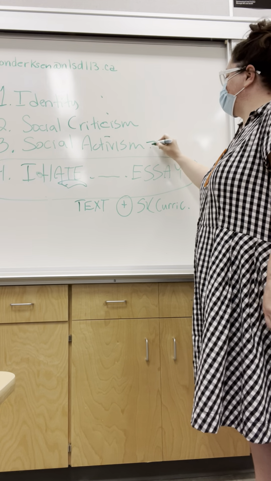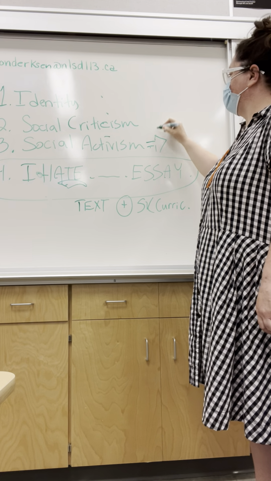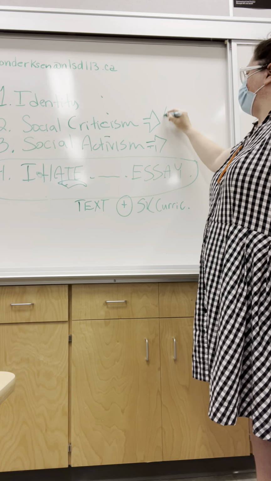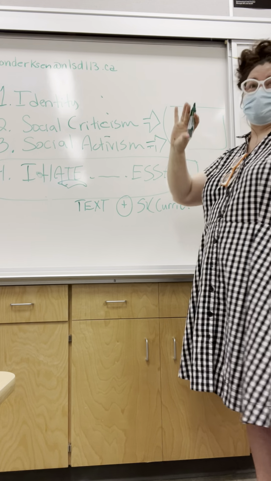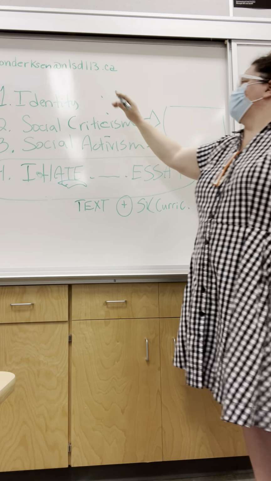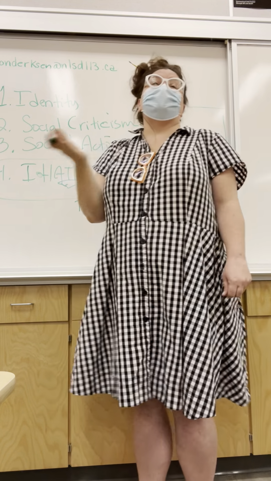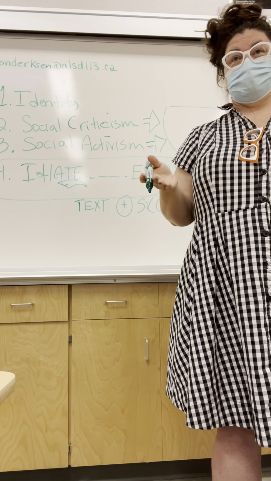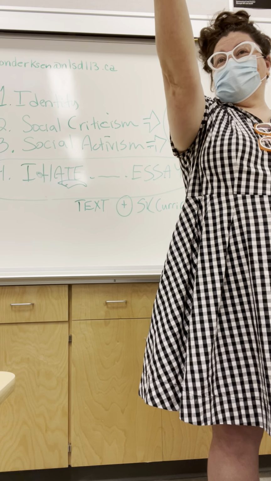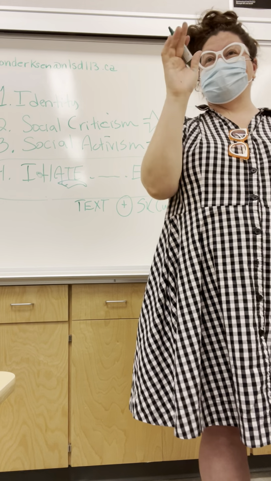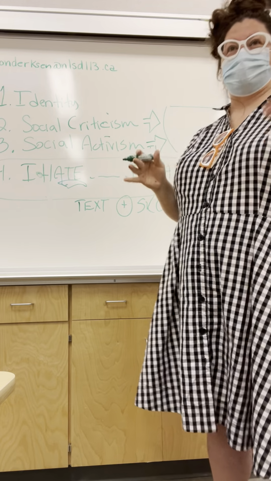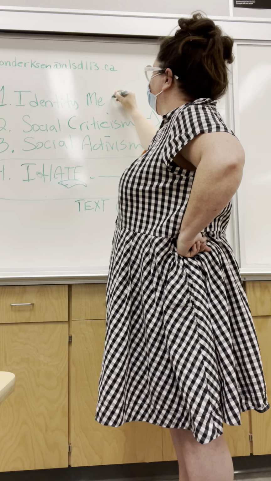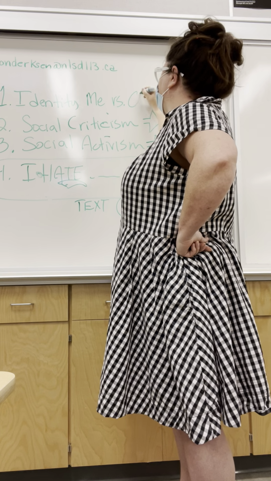For social activism and for social criticism, these are so intertwined that they usually end up being one type of essay, and I'll get to that in a sec. For identity, you're basically doing the same compare and contrast kind of essay that you did with Hasan Minhaj, right?